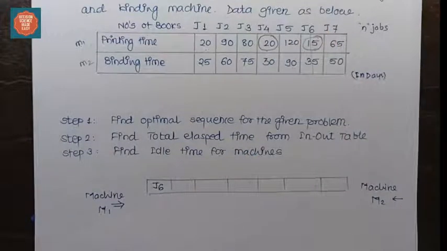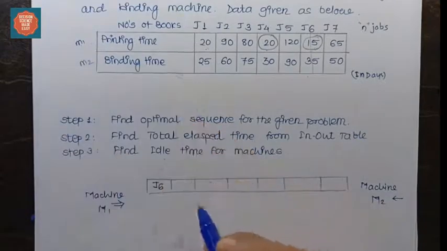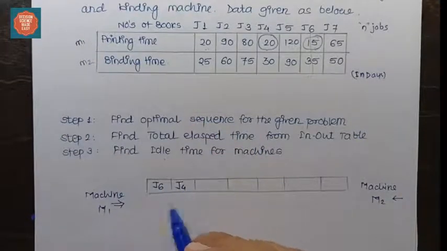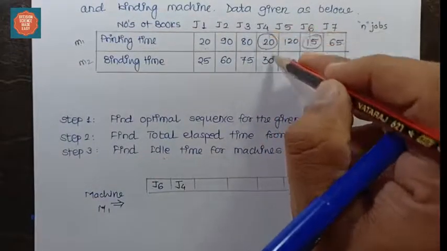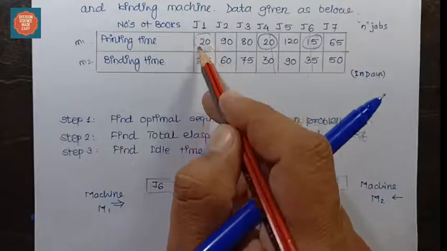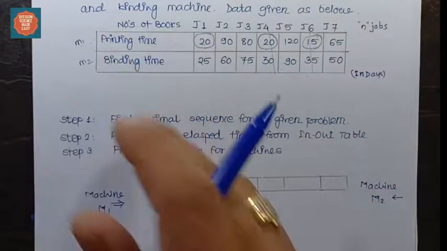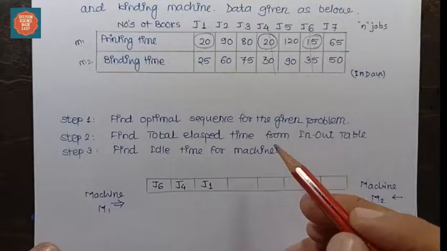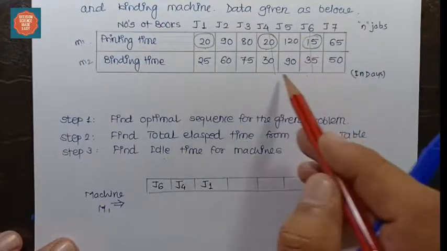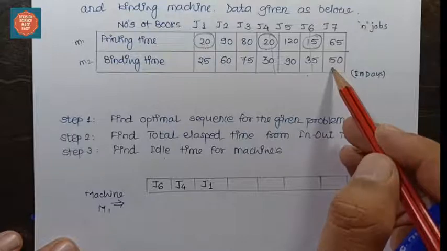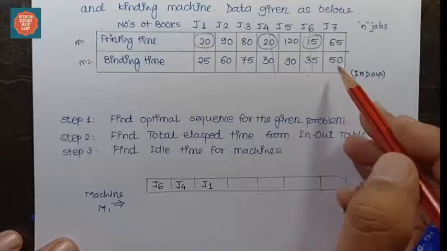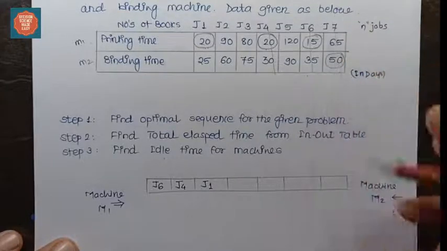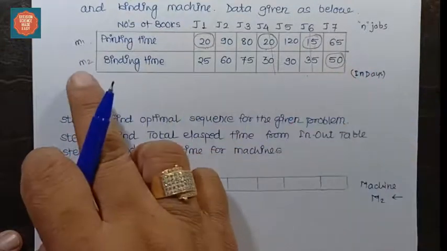Since J4 belongs to machine M1, I'm going to write it on the left hand side, in the next box. This is again cut. Next smallest element is 20. Again this belongs to machine M1, so I'll just write down J1 here. Next smallest element is 50. I'll just circle it, and 50 belongs to machine M2.